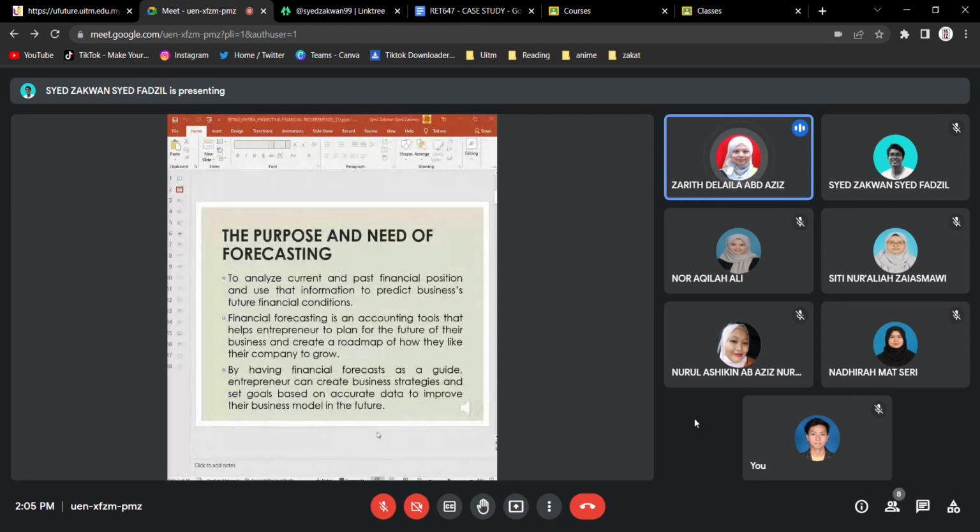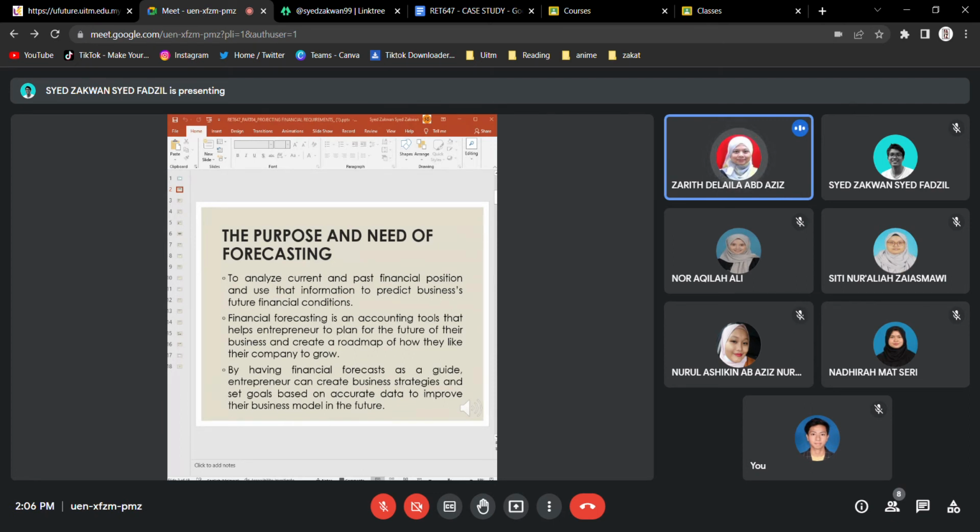our past financial position, and we can use the information that we have to predict our business future, especially in terms of our financial condition. So that's why, in our business plan, we have to include this financial part, because this is actually the part that can help us, especially in terms of planning our finance. Orang kata kita nak planning our financial condition in the future.